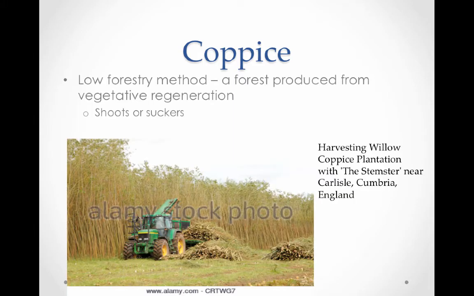A low forestry method is a forest produced from vegetative regeneration, so that's shoots or suckers. We're talking about asexual regeneration. And in this picture, we have an example of a coppice harvest of willow. In lecture, I mentioned that coppice is a common way to harvest aspen, and is also commonly used in European countries as a way to manage with asexual regeneration, with willow being one example here.